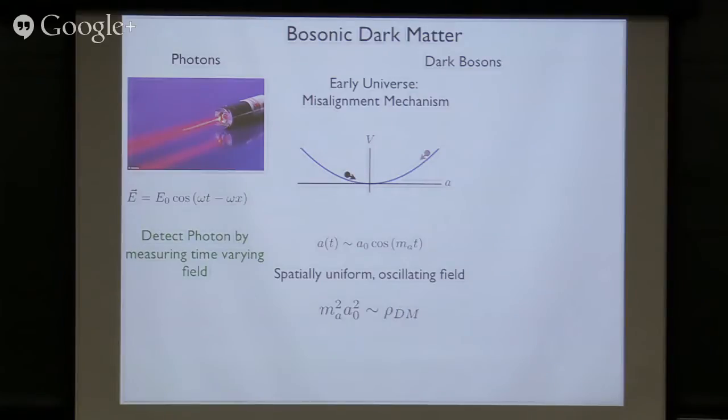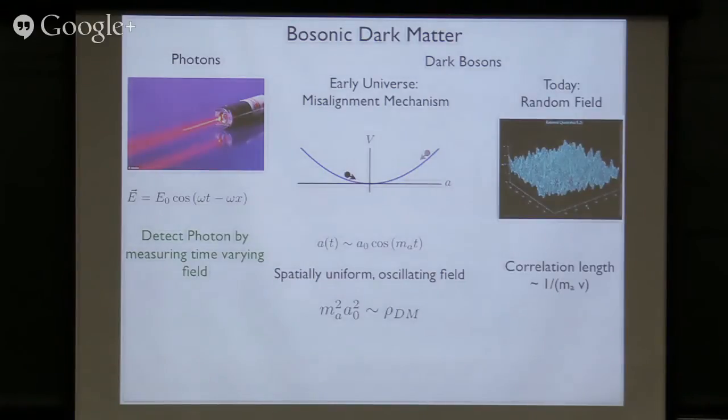From a theoretical point of view, it's not that hard to get these fields, and once you have them, it's dark matter. And of course, in the early universe, these fields will basically look spatially uniform. They'll have the same value throughout the entire universe, and it'll be oscillating back and forth, much like how a photon would be oscillating. Of course, we don't live in the early universe. We live today in a much more boring time. And the field today looks like this, right?